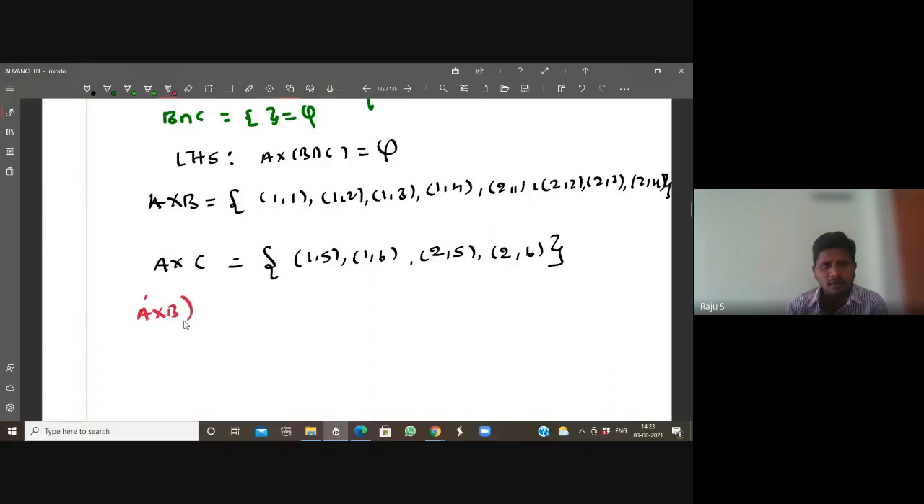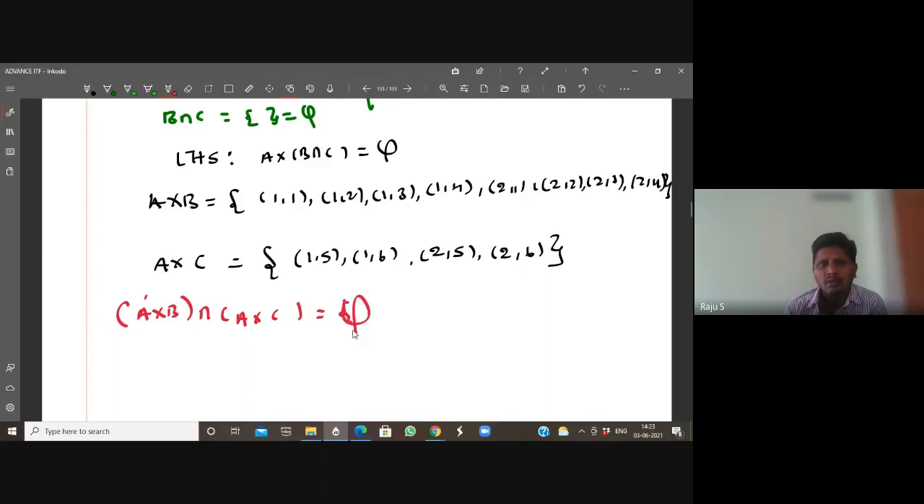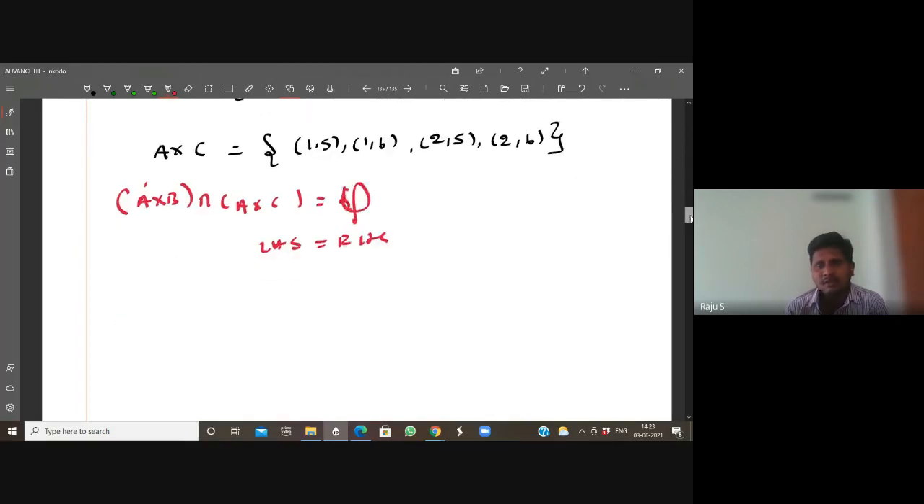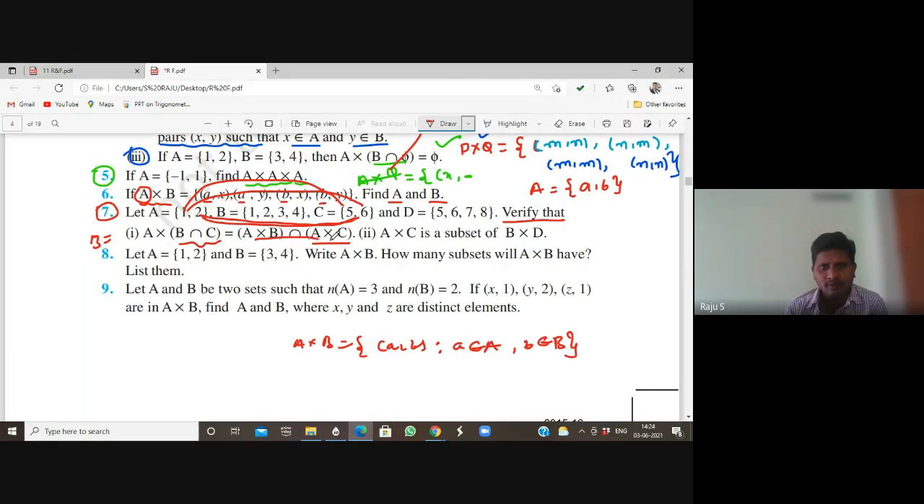(A cross B) intersection (A cross C) is equal to what? Anyone? The null set. Is there any common element? No, sir, null set. So LHS is equal to RHS. Clearly LHS equals RHS. So what we verified is that it is equal. The first one is okay. We verified that it is equal.